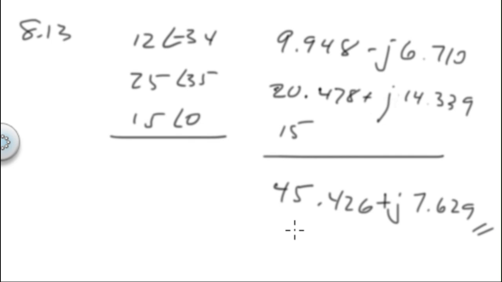So it's 45. You got to go back. So the magnitude is 46.06 at angle 9.533. So if you measured these three values independently, you would come up with this number. But if you measured it across all three of them together, you'd come up with this number.